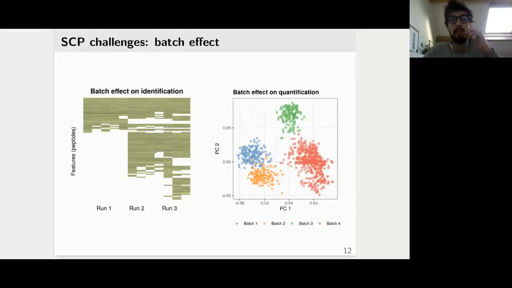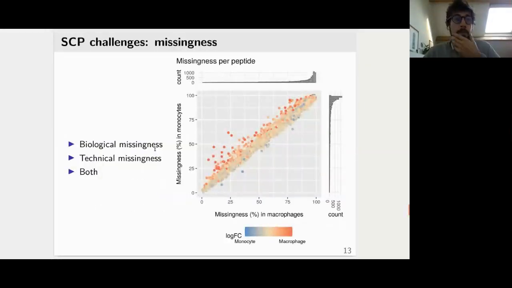Namely batch effects. You can see batch effects on the identification, so on the features we find: depending on the batch, we find different things. So how do we take that into account, but also batch effects in terms of amplitude of measurements, as you can see on the right. There is also a lot of missingness. This is typical of single cell, but we should carefully take it into account. It can be biologically expected missingness, but also technical missingness that we want to remove. And this requires specific models.